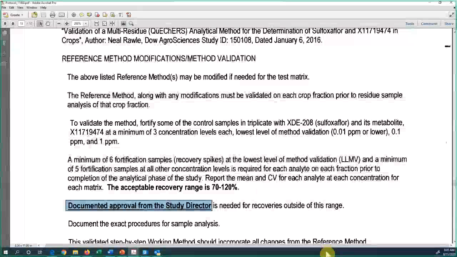You need to document all the approval from the study director. You need to talk to the study director. It's the second time, third time now, but we don't track every single time. You will see this kind of wording everywhere.